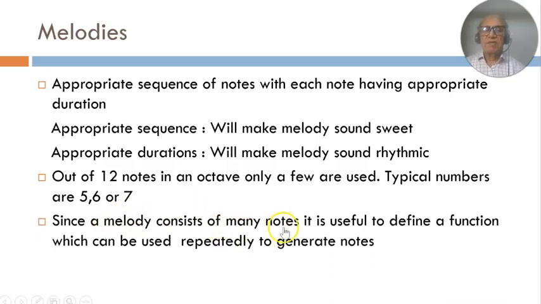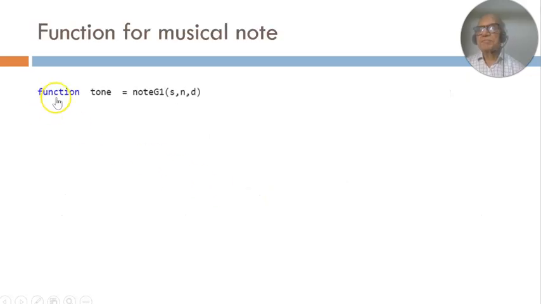Since a melody consists of many notes, it is useful to define a function which can be used repeatedly to generate these notes. So let us see what this function is. The function that we have written is named note G1, and tone is the output parameter which returns the note, and S, N and D are the input parameters. Let us discuss these parameters first in order to understand the working of the function. Then we'll look at the code proper.